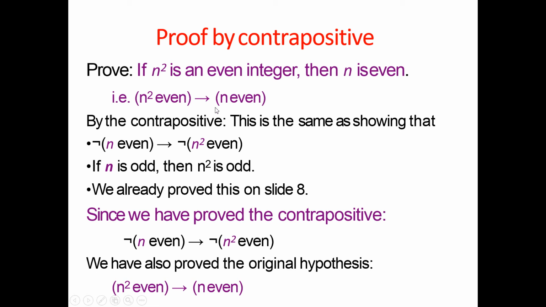If we negate the statement n is even, we have the statement n is odd. So let's assume n is odd. Then n square is odd. We already proved this on slide number 8. Since we have proved the contrapositive, negation n even implies negation n square even, we have also proved the original statement. That is all for this proof.